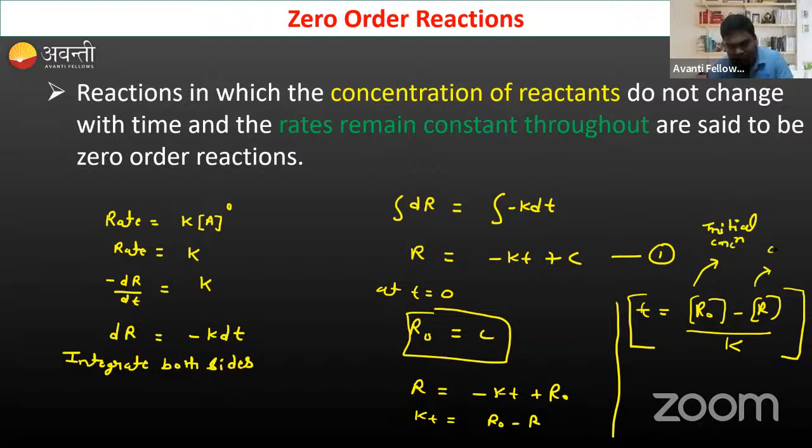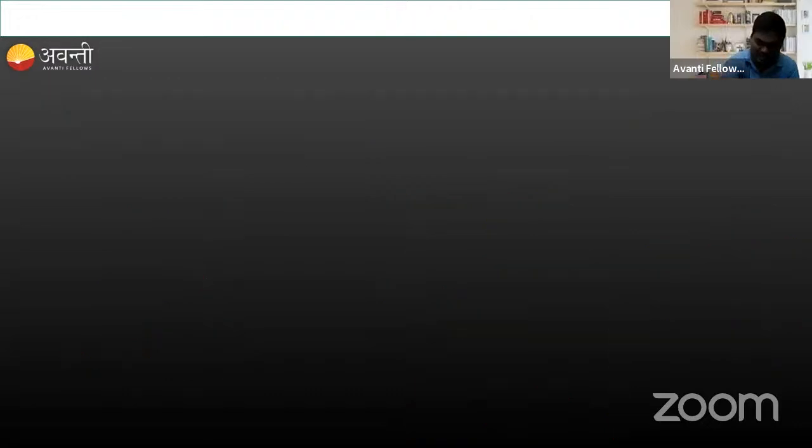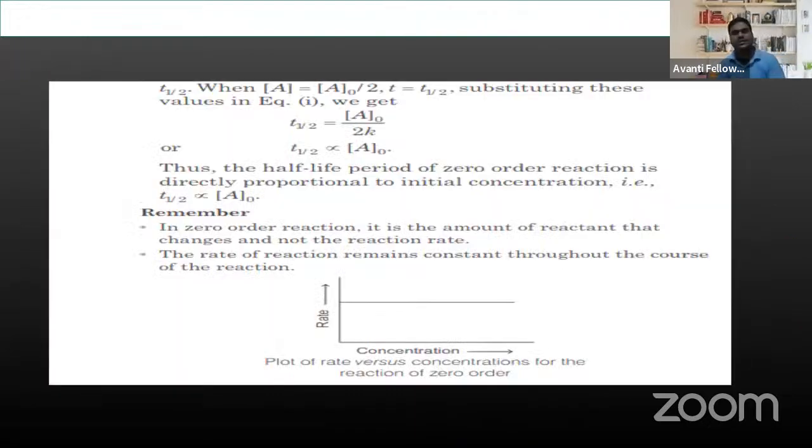And this is the concentration at time t, right? So this is the concentration at the time t. Okay, so this is how we actually represent it. Let's see what the half-life time is. So I'm going to derive the half-life time. So we'll get the value like T is equal to R naught minus R upon K.